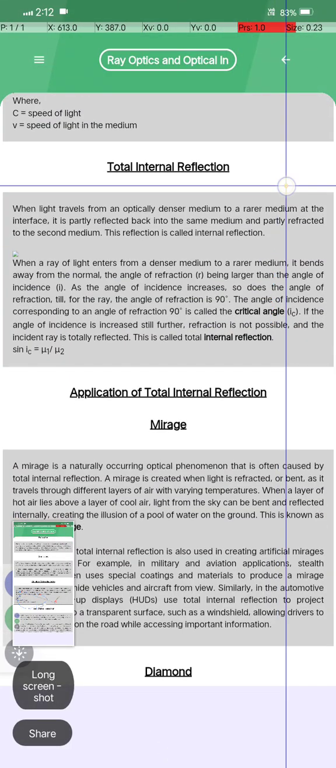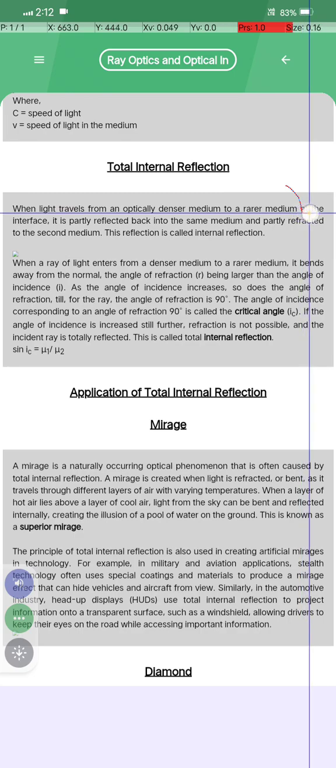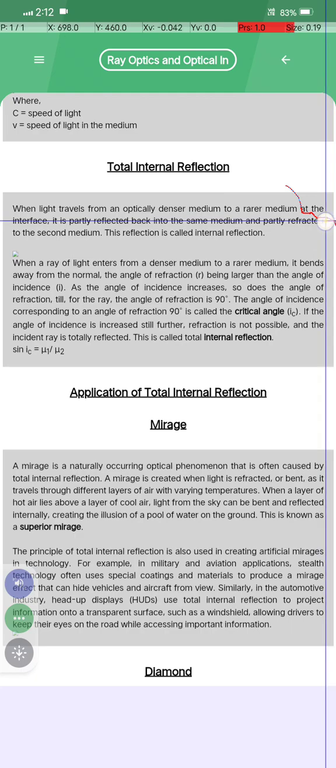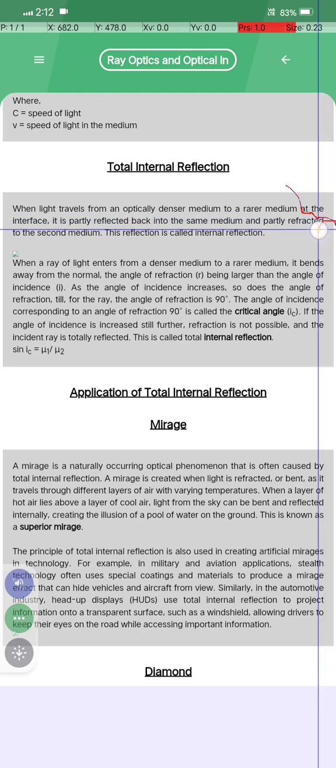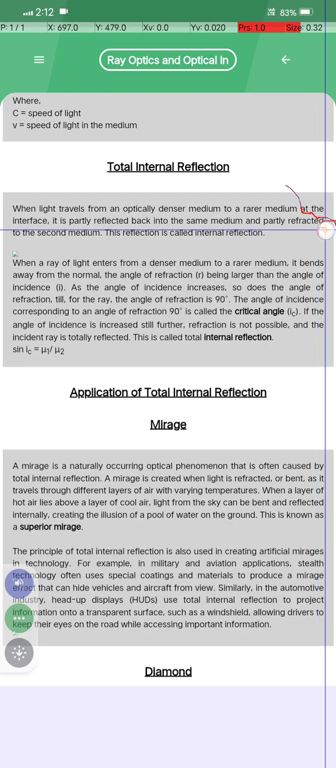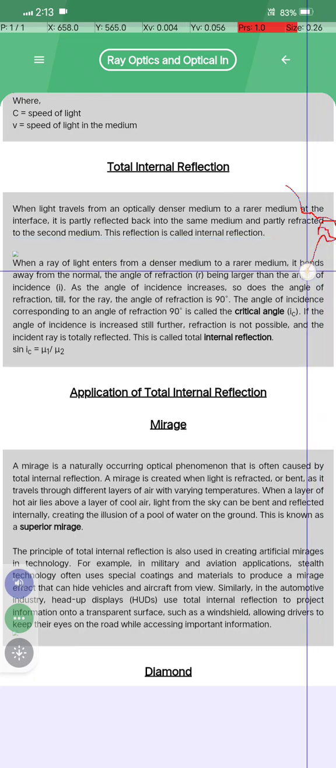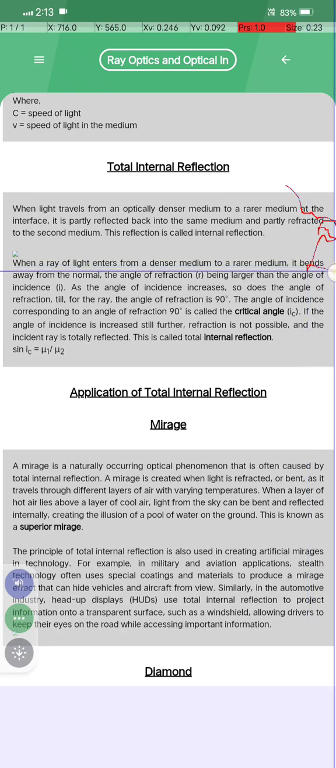Now comes total internal reflection. When light travels from an optically denser medium to a rarer medium and arrives at the interface, it is partly reflected back into the same medium and partly refracted into the second medium, and the reflection is called internal reflection.